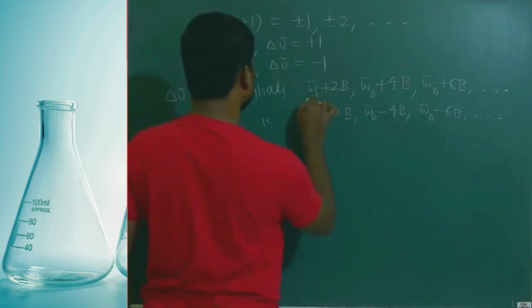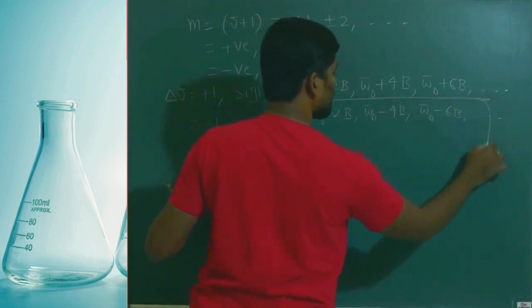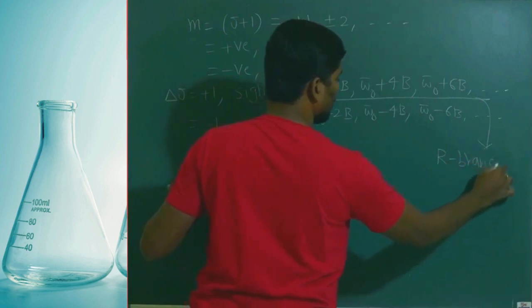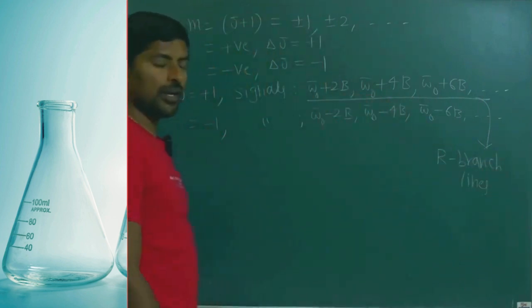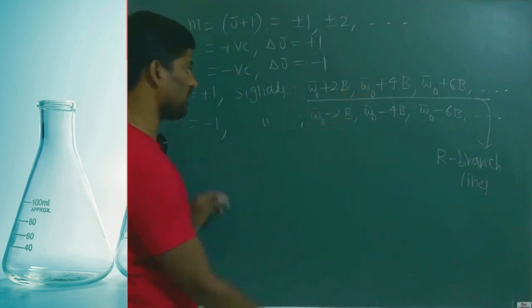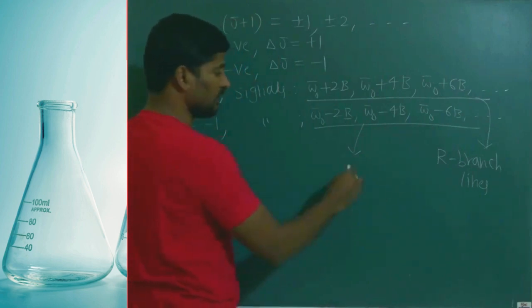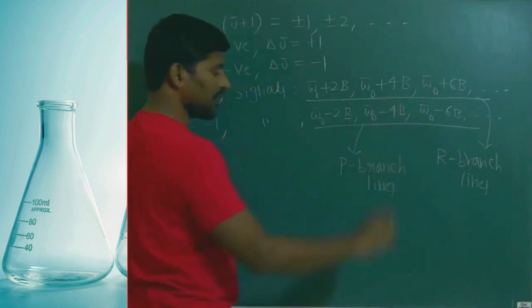Whatever spectral lines we get when delta J is equal to plus 1 are called R branch lines. R branch lines are observed at omega bar naught plus 2b, plus 4b, plus 6b, like this. If delta J is equal to minus 1, the corresponding spectral lines are called P branch lines.